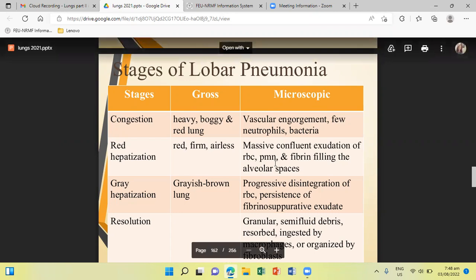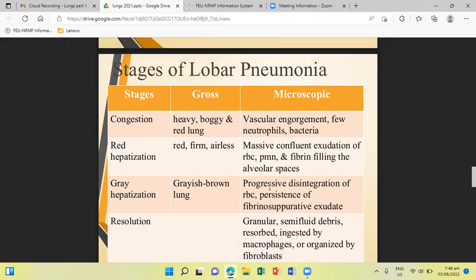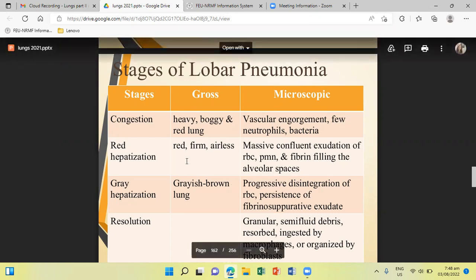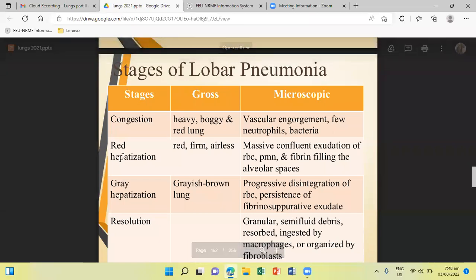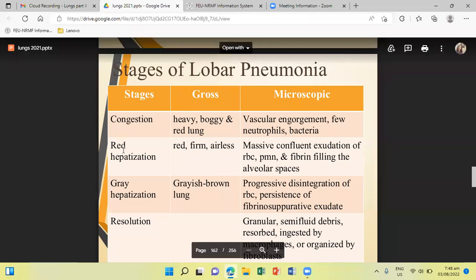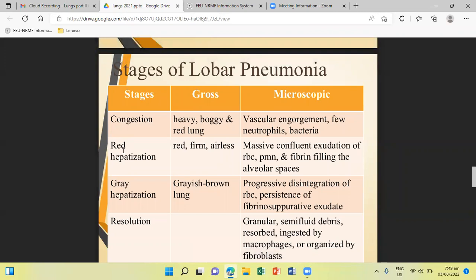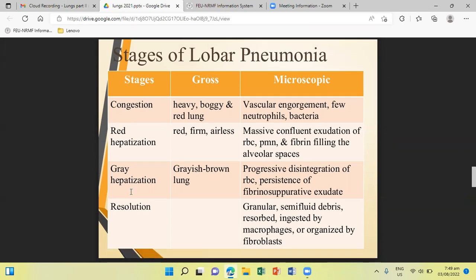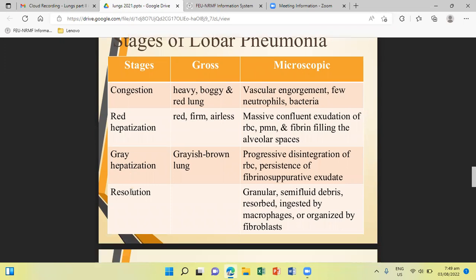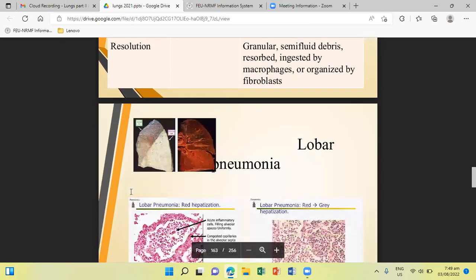In time, eventually, the red cells will disintegrate so that what remains would be the exudate. So the color grossly changes from red to gray. But then again, there is still that solid consistency, hence the retention of the term hepatization. Should your patient respond to treatment, eventually the macrophages will engulf those exudates and eventually you go back to normal.